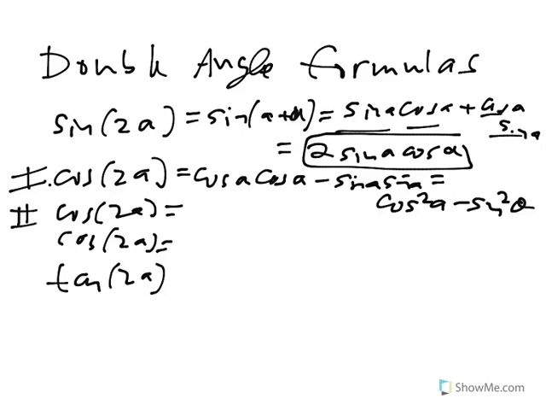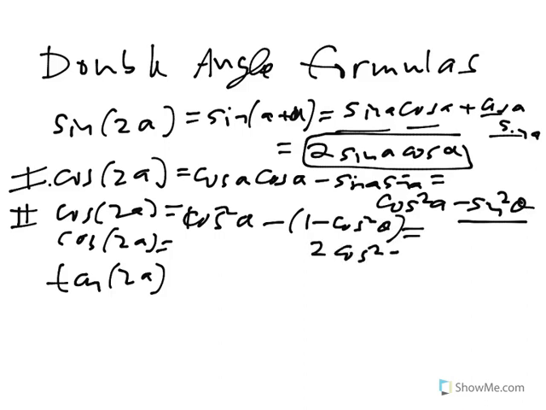Because if I replace this sine squared with 1 minus cosine squared, it turns into cosine squared a minus parentheses 1 minus cosine squared a, which turns into positive 2 cosine squared a minus 1. That's a more popular version because it only involves one thing instead of this one that involves cosine and sine.